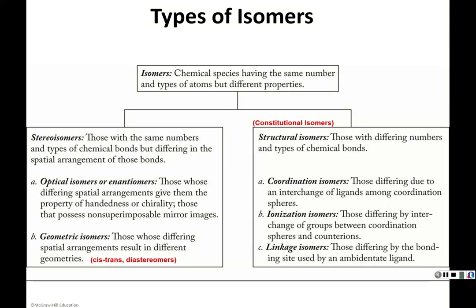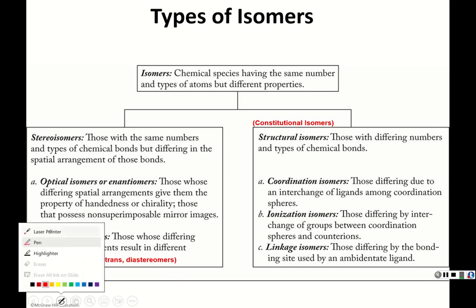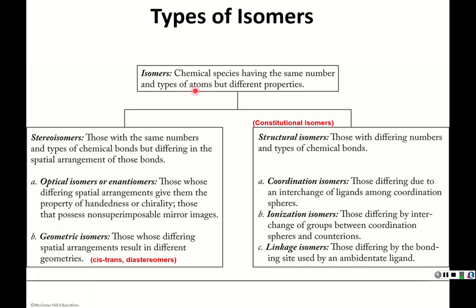Okay. The last thing we'll talk about in this lecture are isomers. Okay, and we'll break them down into different types of isomers. Okay, and what does that term mean, isomer? Well, an isomer is a chemical species having the same number and types of atoms, but different positions, which leads to different properties. Okay, there's 2 types of isomers: stereoisomers and structural isomers, also known as constitutional isomers. Okay, structural or constitutional isomers are those that have differing numbers and types of bonds.